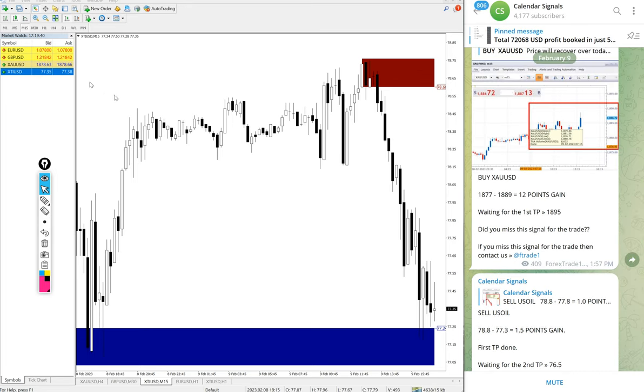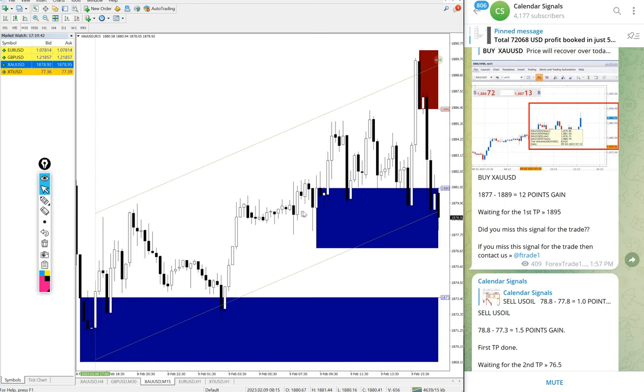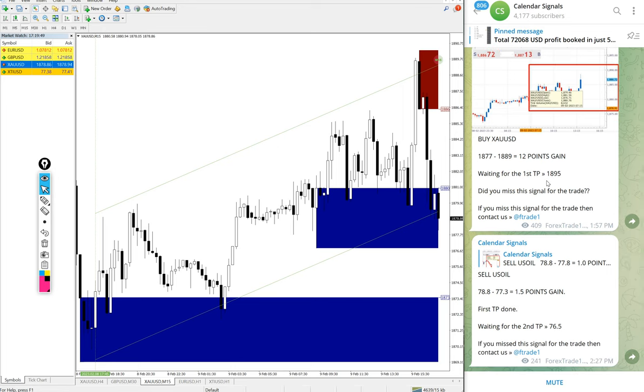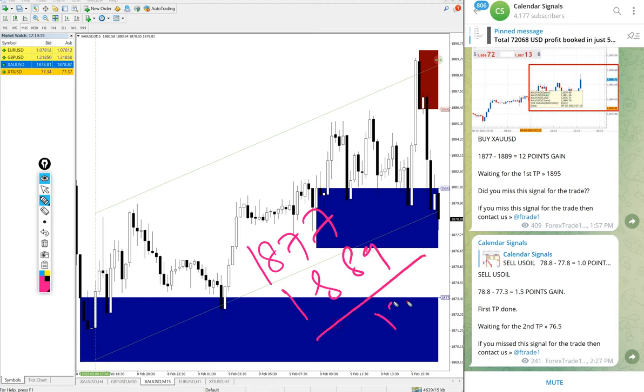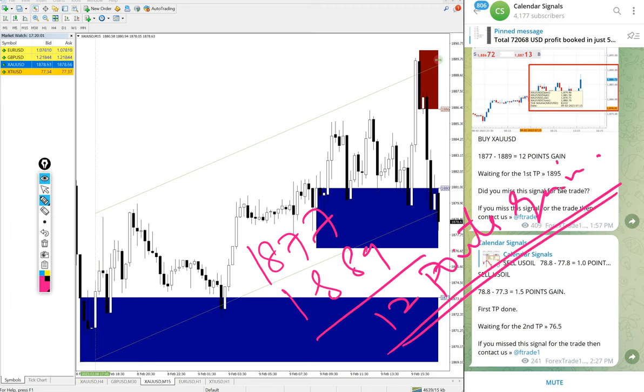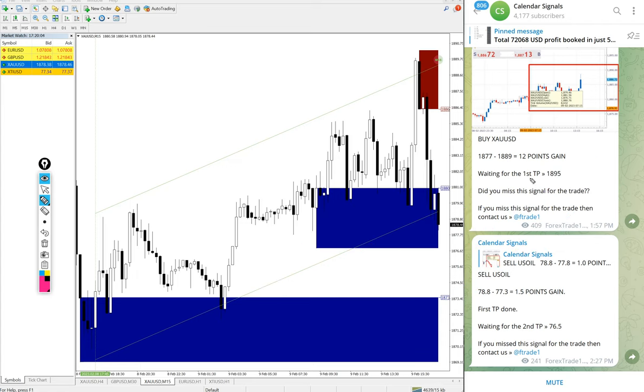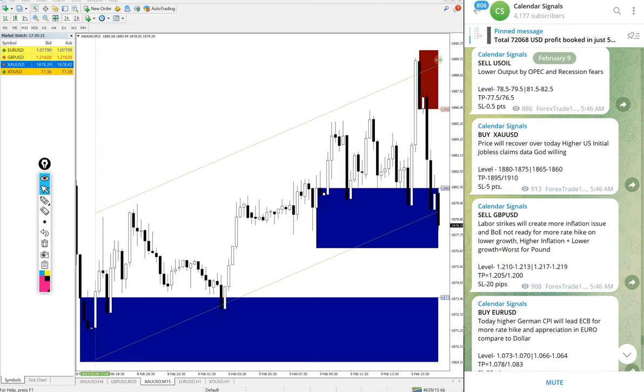After US oil, then gold also performed. XAUUSD, entry at 1877 and high traded 1889, 12 points. Good profit on US oil and gold signal as well, 12 points gain, and the given target 1895 is just about to reach. Now it has retraced back to the level. But if you had followed and made the entry as per our recommendation, you would have made good profit.